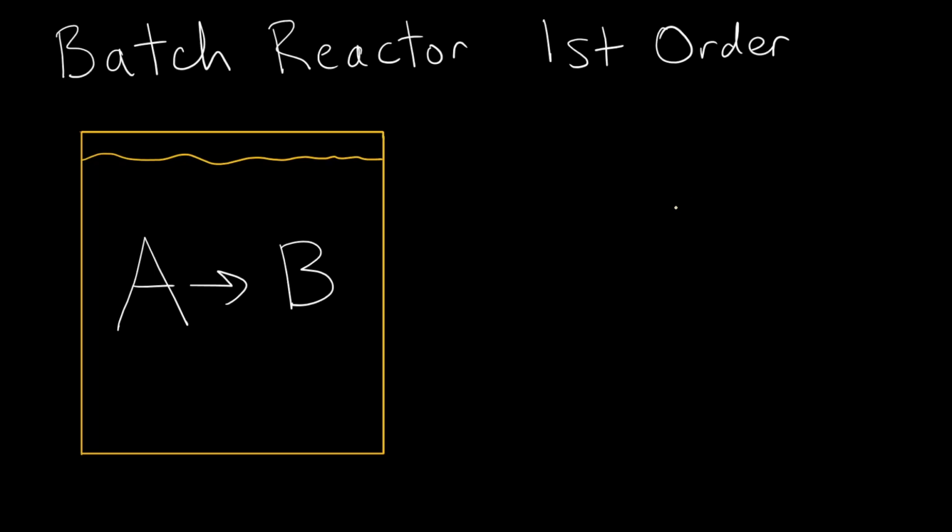Hello everyone, in this video we are going to look at a batch reactor that has a first order reaction going inside. We're going to think of that as A goes to B. A is some chemical species that converts into B in this reactor. And our goal is to figure out how does this reaction proceed with time.